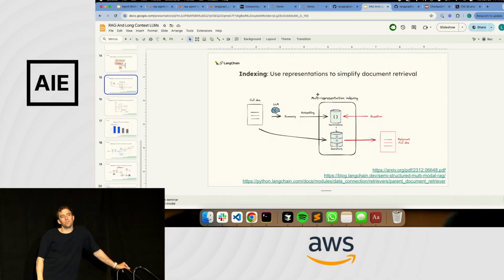I think retrieval is really the hard part. The generation part is getting better and better as long contexts grow.